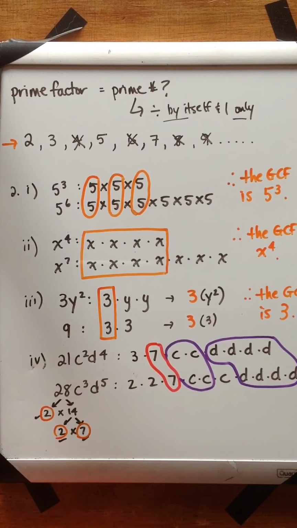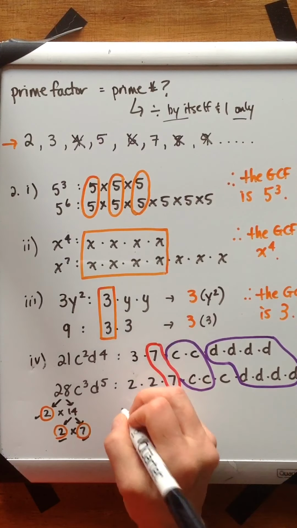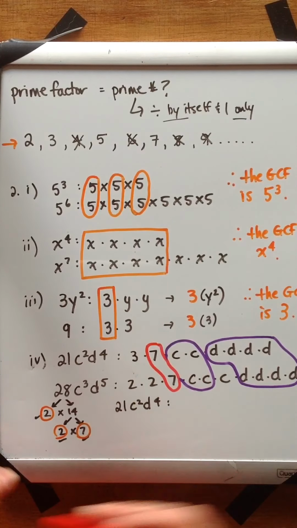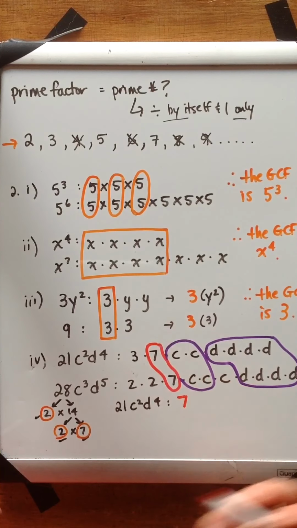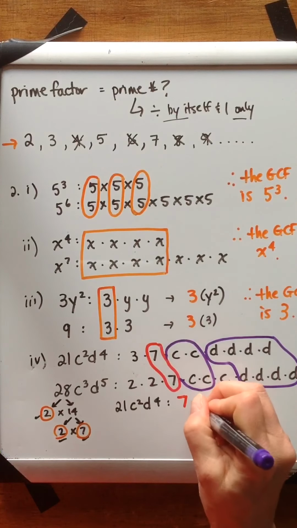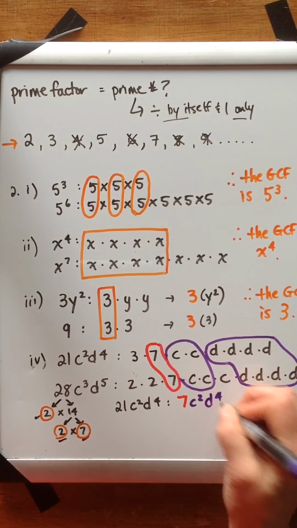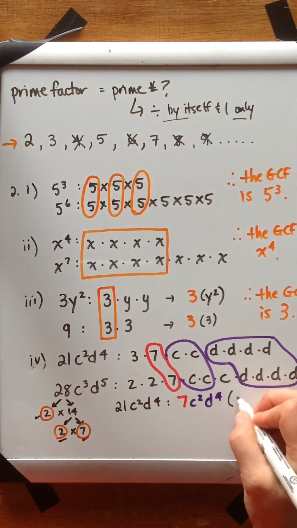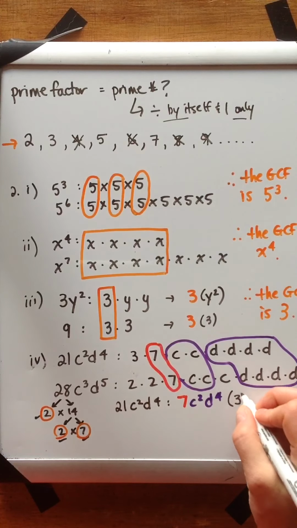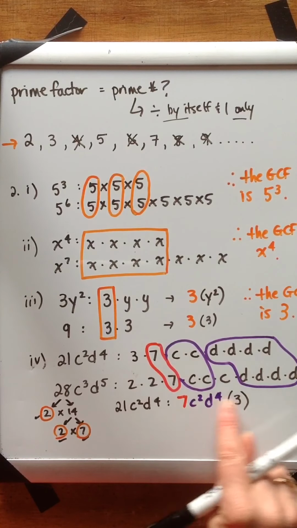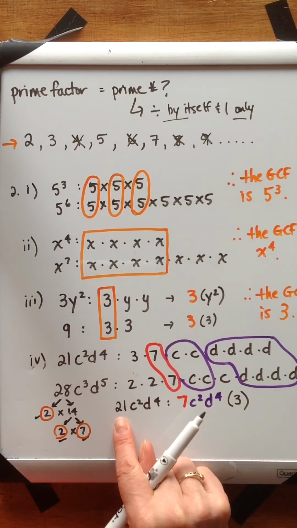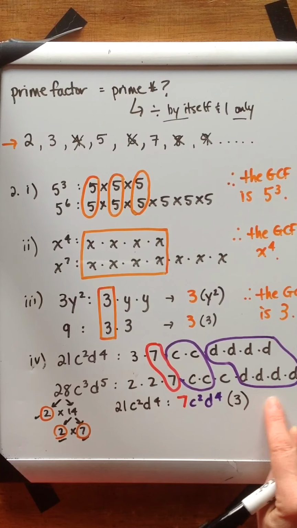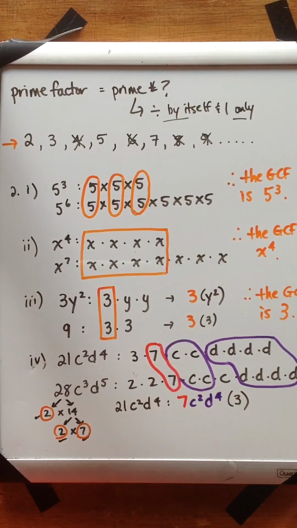Okay? So 21c squared d to the 4th could be written as 7c squared d to the 4th times its leftovers. Its leftovers would be a 3, and that's it. And if we take a moment here to do distribution, we can see that 7 times 3 would be 21, and c squared d to the 4th times no other literal parts, or a value of 1, would be c squared d to the 4th.